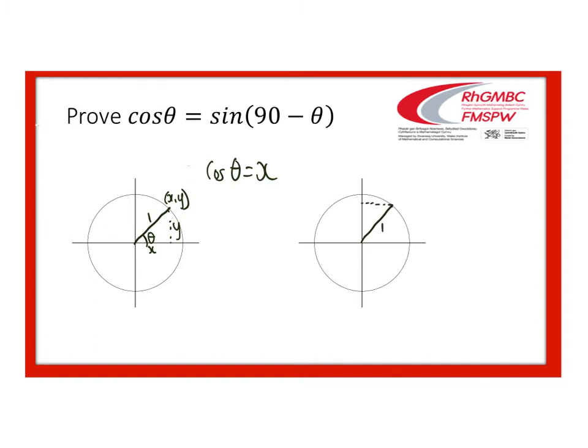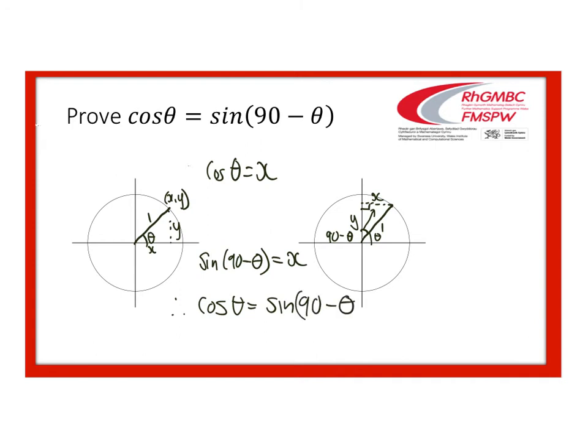If I know that this is theta down the bottom, I know this angle here is going to be 90 minus theta. Making that right angle triangle, I know that height is y and that base there is x. So when I use sine, opposite over hypotenuse, what we get is sine of 90 minus theta is equal to x over 1, which is x, and therefore cos theta equals sine of 90 minus theta.